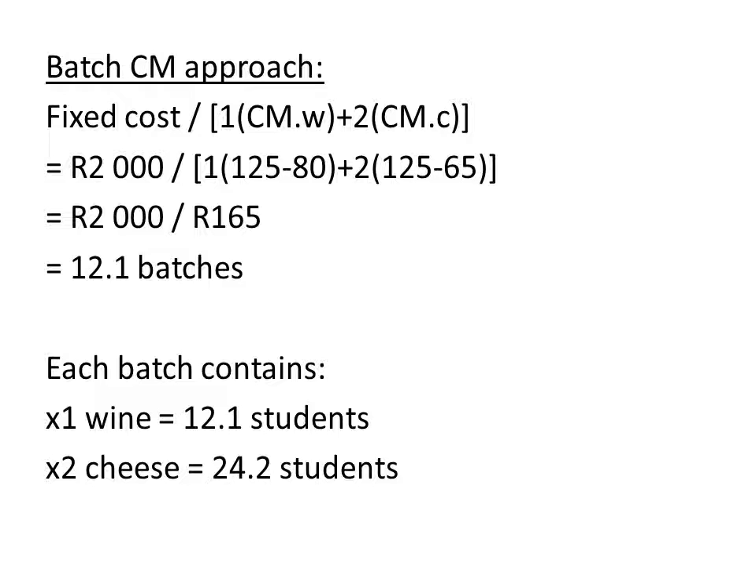So what is the break-even number of batches? It's a fixed cost per bus divided by contribution per batch, and that's 12.1 batches. And now to know how many in the batch will be wine sales, you multiply it by 1 because there's only 1 wine ticket in a batch, and you multiply it by 2 to get the number of cheese tickets, so that's 24.2.